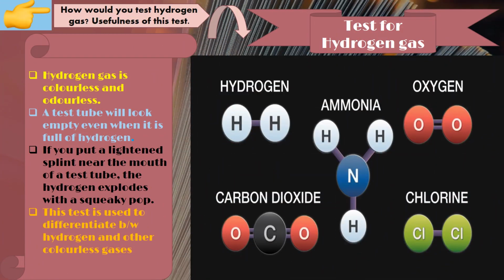Dear students, hydrogen gas is colorless and it becomes difficult to detect its presence. A test tube will look empty even when it is full of hydrogen. To detect hydrogen gas, put a lighted splint near the mouth of a test tube. The hydrogen will explode with a squeaky pop.